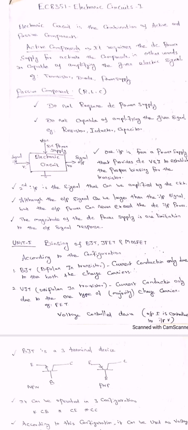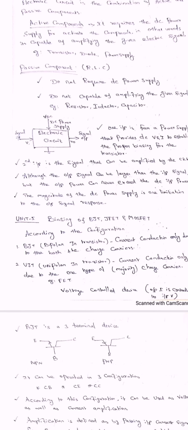Next comes unit 1. The first unit is biasing of BJT, JFET and MOSFET. According to the configuration of the transistor, we can classify it into 2 types. One is the bipolar junction transistor, called BJT. Another one is the unipolar junction transistor, UJT. So why is it called bipolar, and why is it called unipolar?